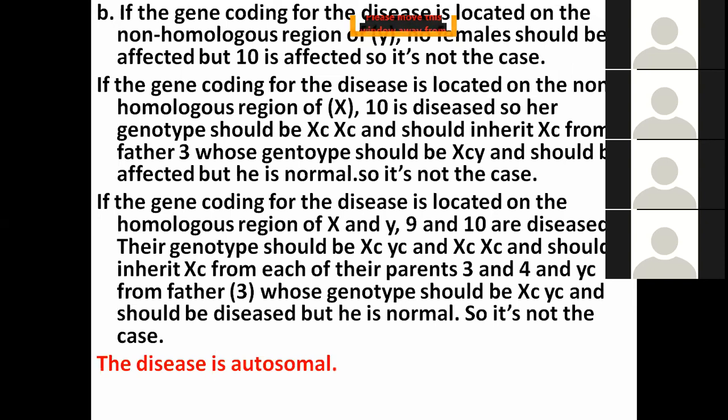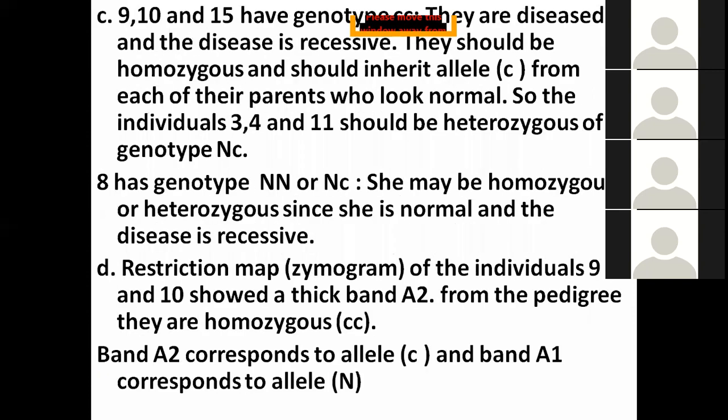If the gene is located on the homologous region of X and Y, with a daughter and a son affected while their parents are not affected, but here 9 and 10 are affected, so their genotypes would be XcYc and XcXc. So they should inherit Xc from each parent, and the Yc from the father and the other Xc from the mother. So the mother and the father should be affected, but it's not the case. So it is autosomal.